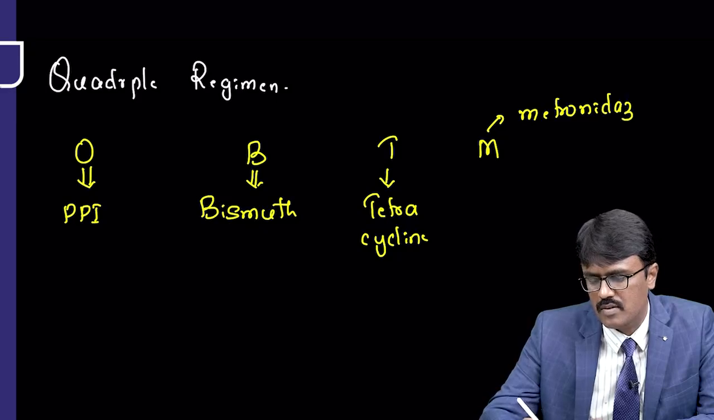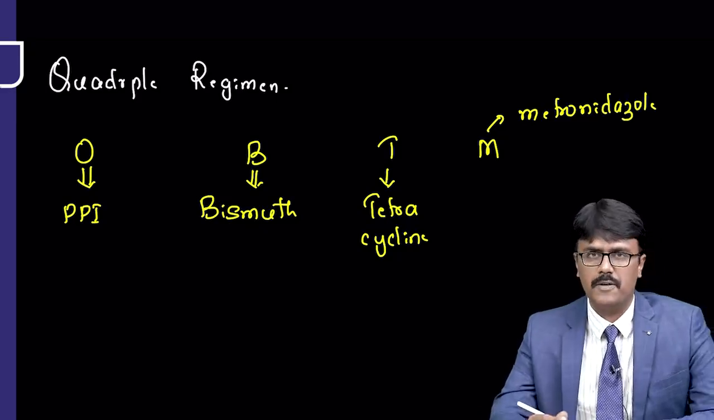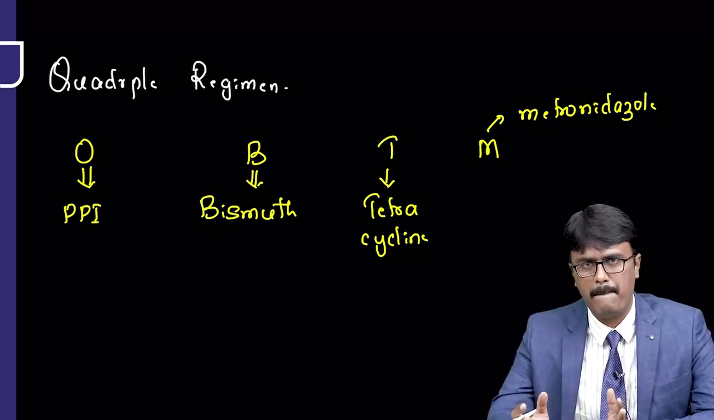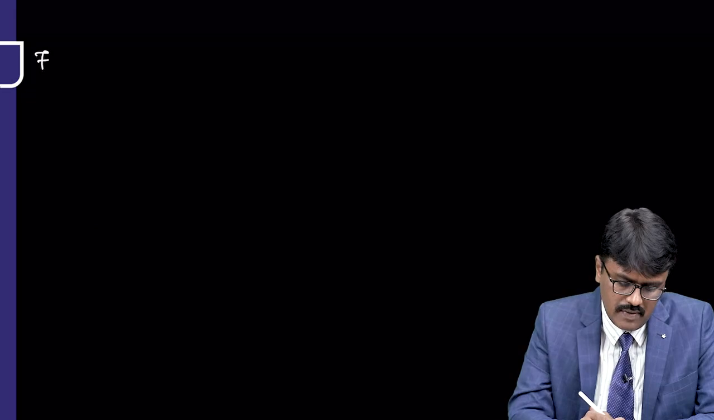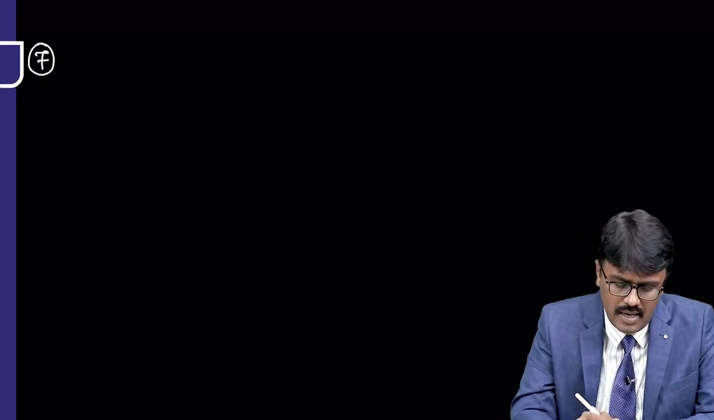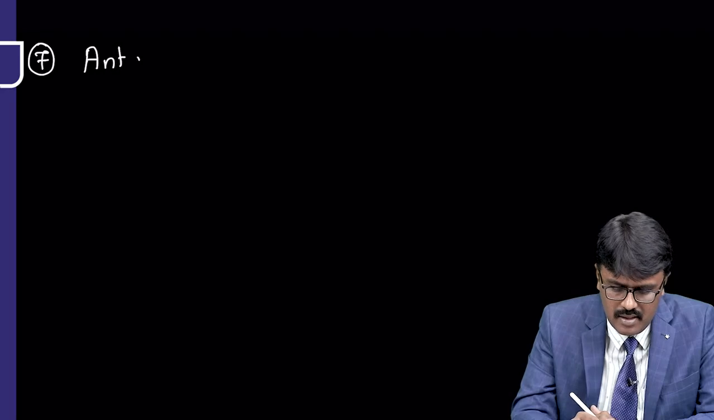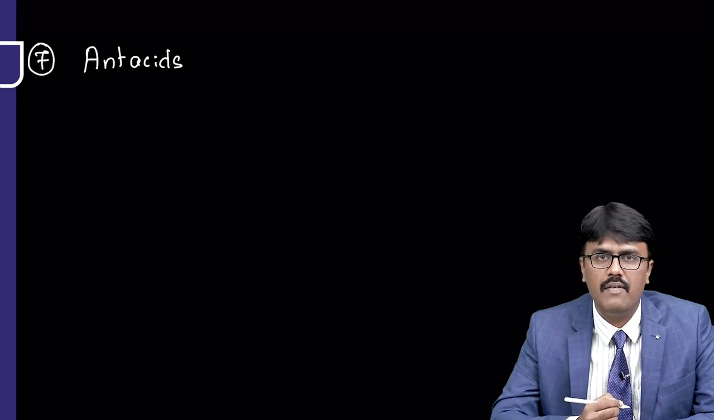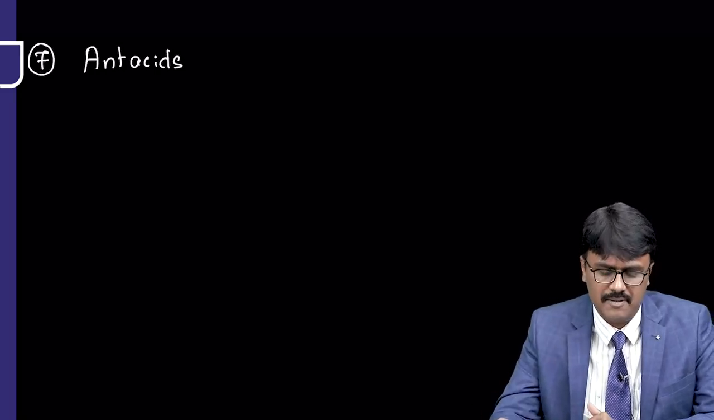So this is the regimen we use, quadruple. This is the eradication regimen we use for H. pylori. Once we are done with that, let us move to the next target, the 7th target, and they are called antacids. The name itself is telling you they will have an antagonist effect on acids.